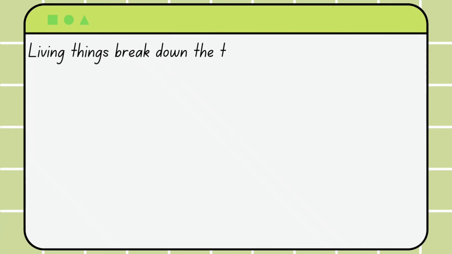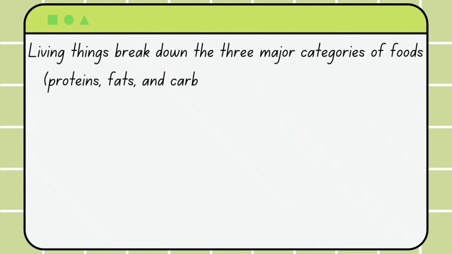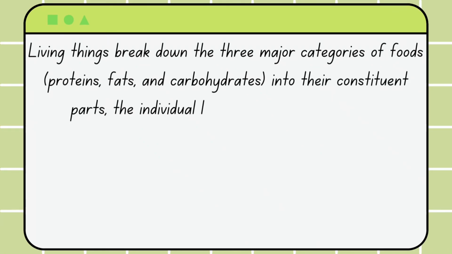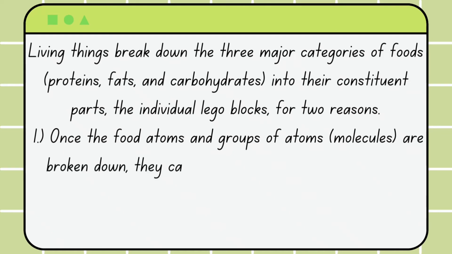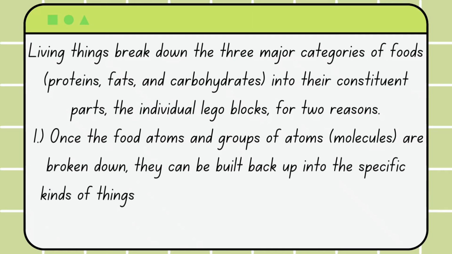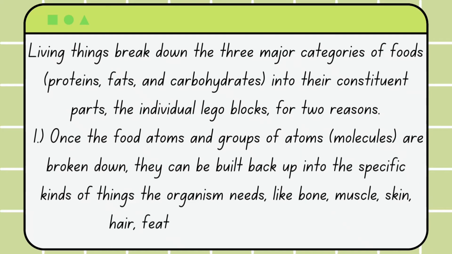Living things break down the three major categories of food: proteins, fats, and carbohydrates, into their constituent parts, the individual Lego blocks, for two reasons. One, once the food atoms and groups of atoms, molecules, are broken down, they can be built back into the specific kinds of things the organism needs, like bones, muscles, skin, hair, feathers, fur, bark, leaves, etc.